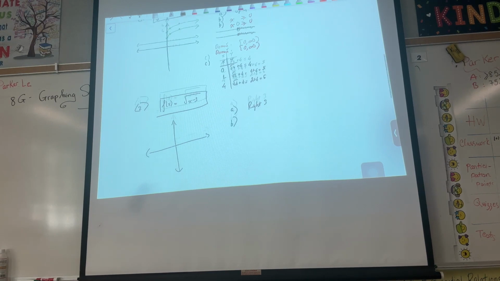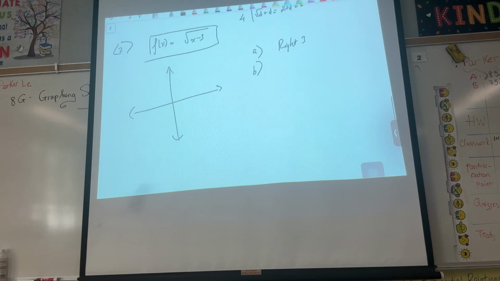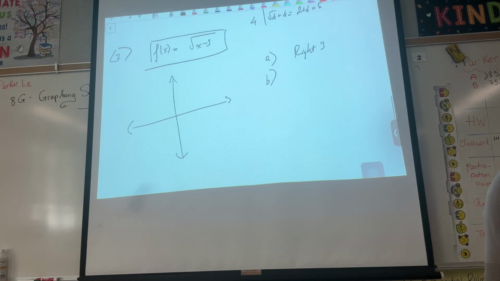Okay. Domain. Who wants to help me find a domain? Which one needs to be larger than or equal to 0? Just x? X minus 3. X minus 3 or x? X minus 3. Why x minus 3? Very good. You all got it. Because inside the square root is x minus 3.